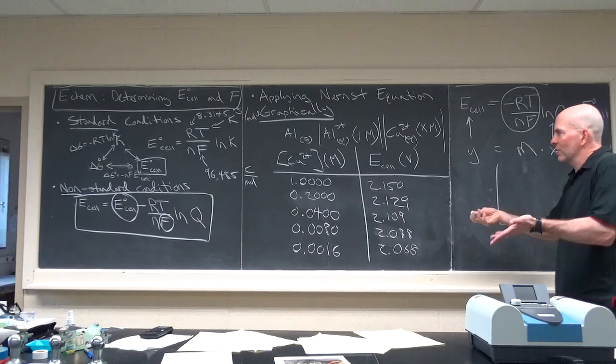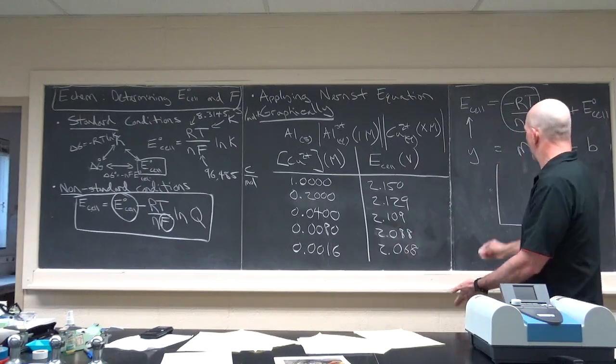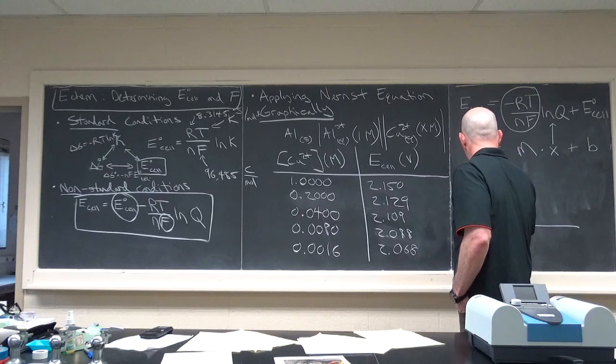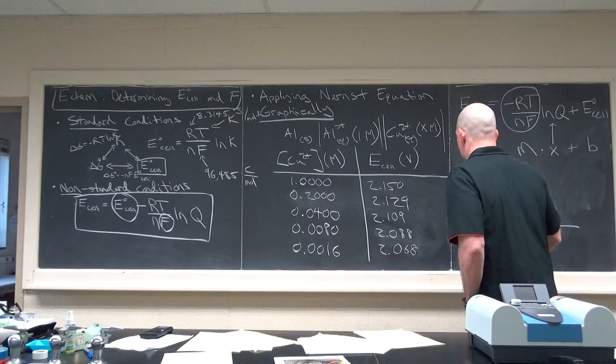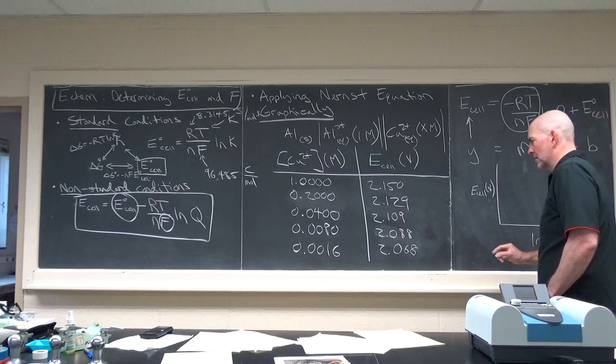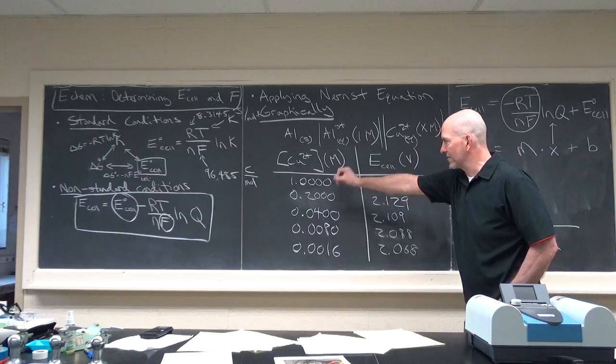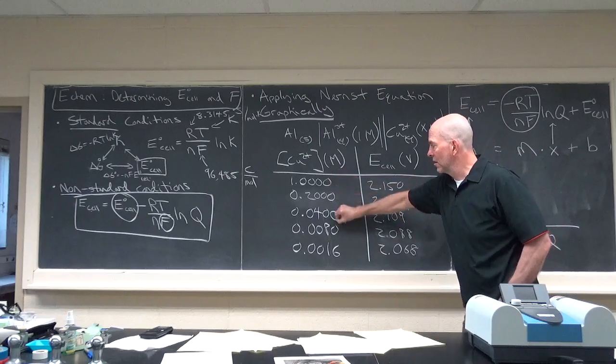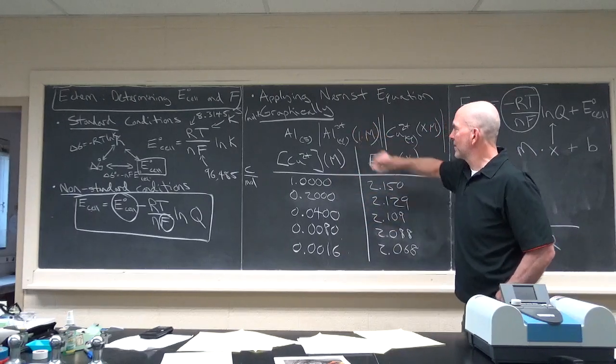So what you'll do is leave those and put those on the y-axis. You'll put your natural log of Q on the x-axis, so it's not just those, you have to actually calculate Q. So that's 1.